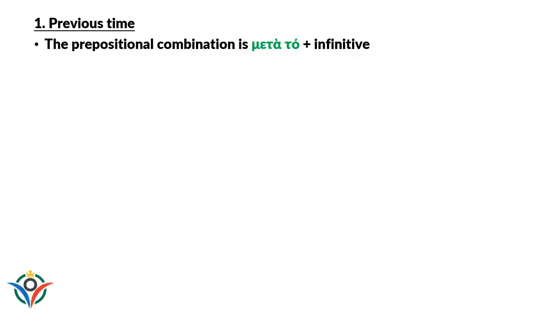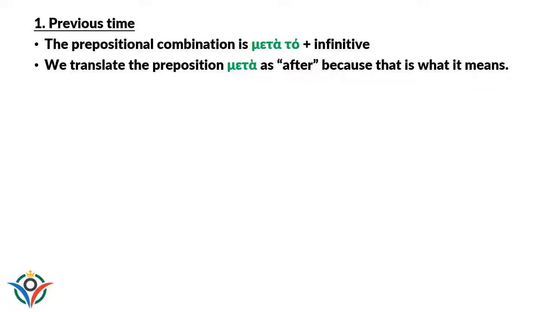So let's begin with previous time. So the prepositional combination that you need to look out for is meta ta plus the infinitive. That is the clue to understanding that the author is using the infinitive to communicate previous time. And we translate the preposition meta as after, because that is what it means.